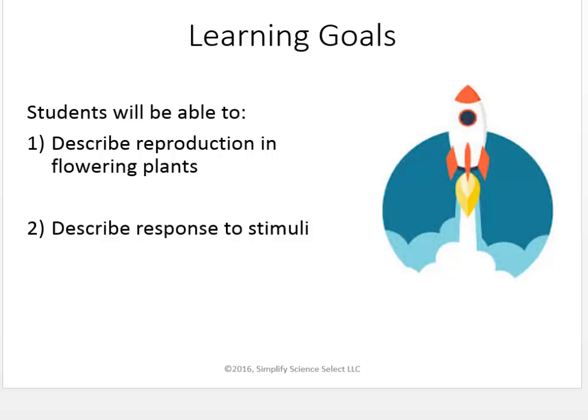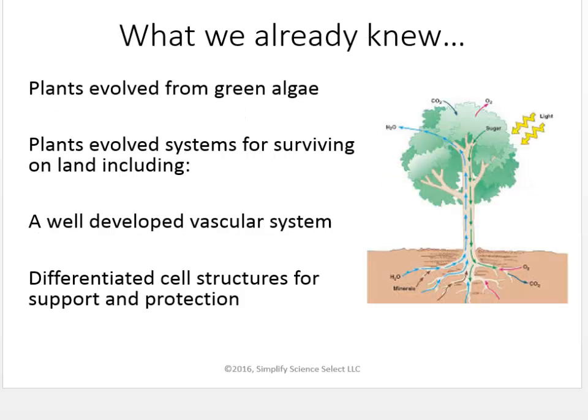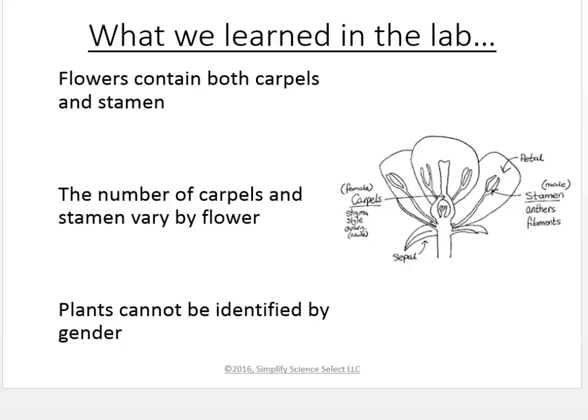Our learning goals for this lecture are to describe reproduction in flowering plants and describe response to stimuli. We already know plants evolved from green algae, and that plants evolved systems for surviving on land, including a well-developed vascular system and differentiated cell structures for support and protection. In the lab, we learned that flowers contain both carpels and stamen, that the number of carpels and stamen vary by flower, and plants cannot be identified purely by gender.